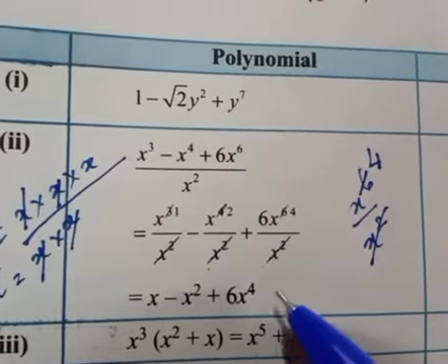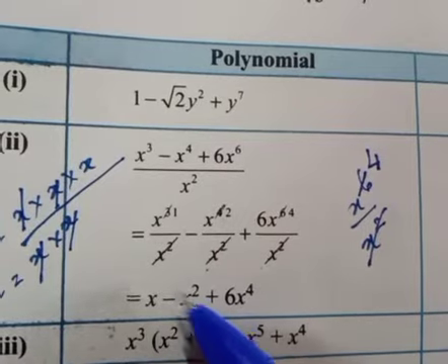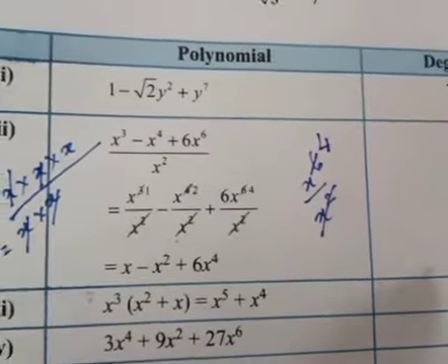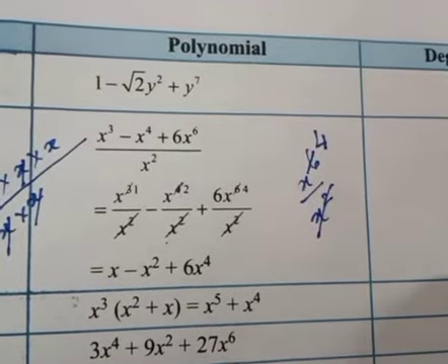Now you have to check which is the highest power. The first term has power 1. For the second term power 2. Third term power 4. So degree is equal to 4.